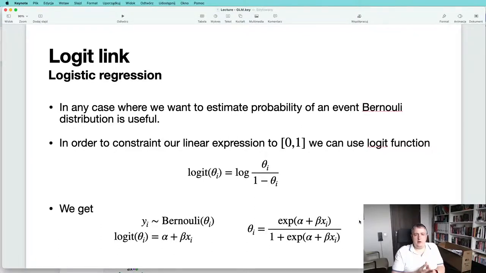The logit link is very, very popular because it's the base of the most popular or the simplest classifier being used, maybe not entirely correctly, which is logistic regression. So the prediction of a probability value between 0 and 1 uses such a setup.